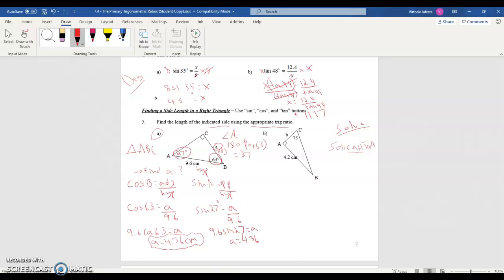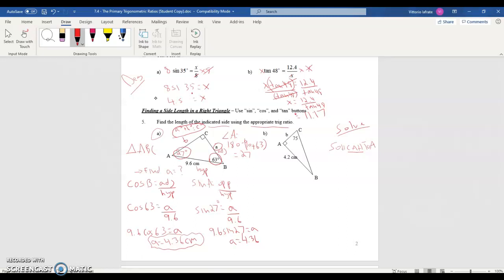And if you want to find the other side after, so let's say you want to find side B, you could use a trig ratio, or you could use your famous a squared plus b squared is equal to c squared. So notice there's a variety of ways that you can use to solve for the triangles altogether.